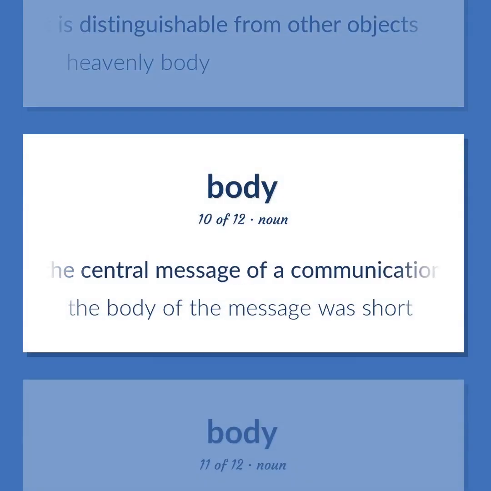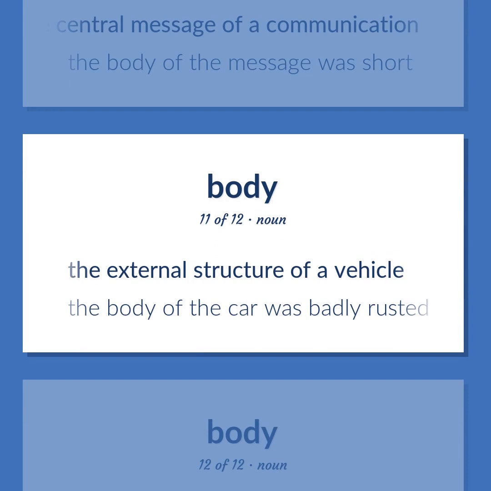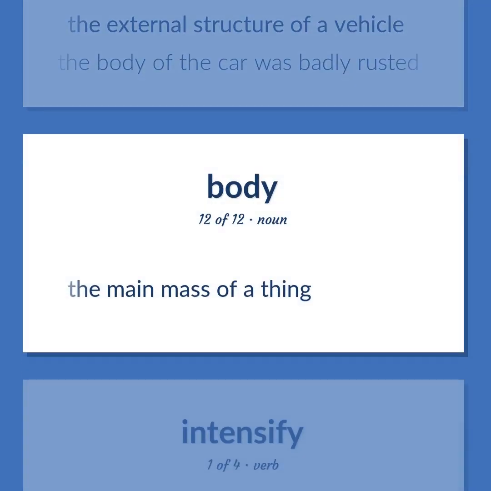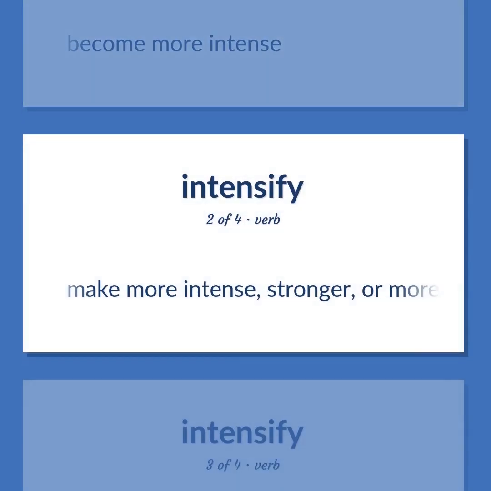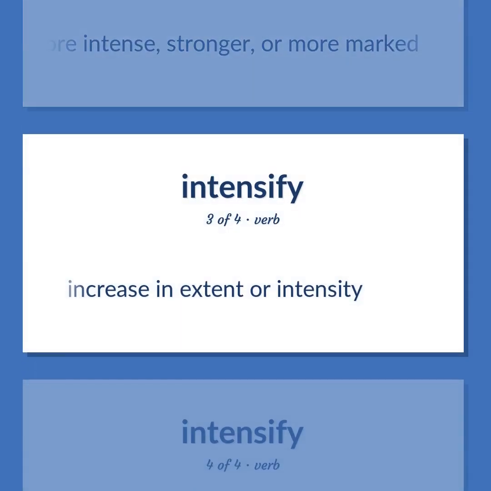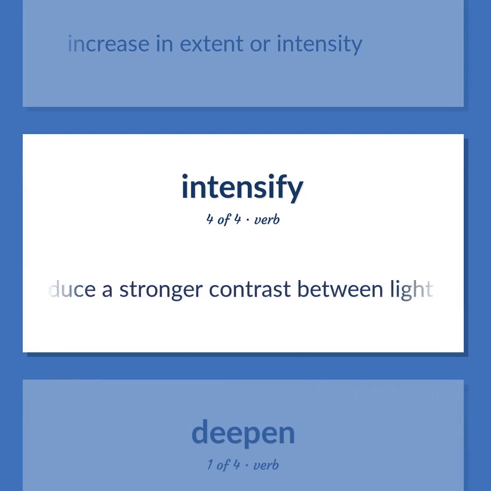The central message of a communication. The body of the message was short. The external structure of a vehicle. The body of the car was badly rusted. The main mass of a thing. Become more intense. Make more intense, stronger, or more marked. Increase in extent or intensity. Make the chemically affected part of a negative denser or more opaque in order to produce a stronger contrast between light and dark.